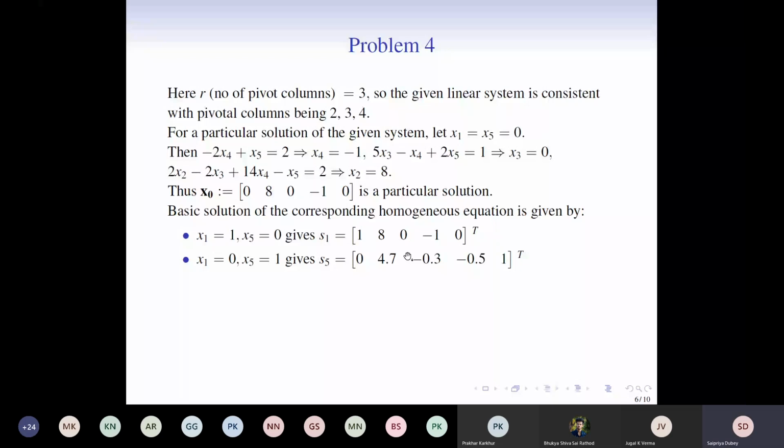This can be gotten from these three equations, from the row echelon form. And similarly, when we take x1 equal to 0 and x5 equal to 1, we get this particular solution.